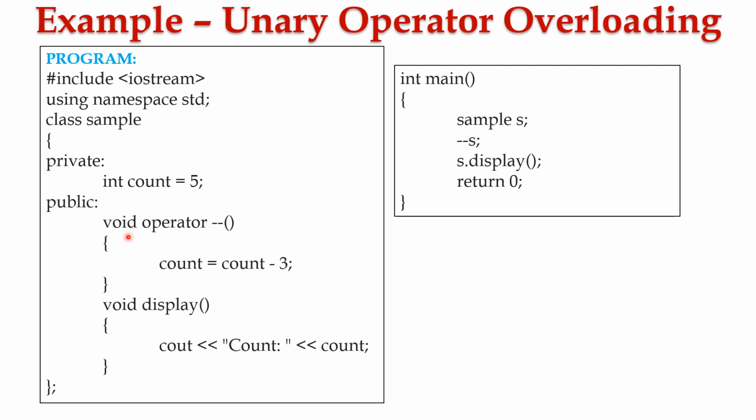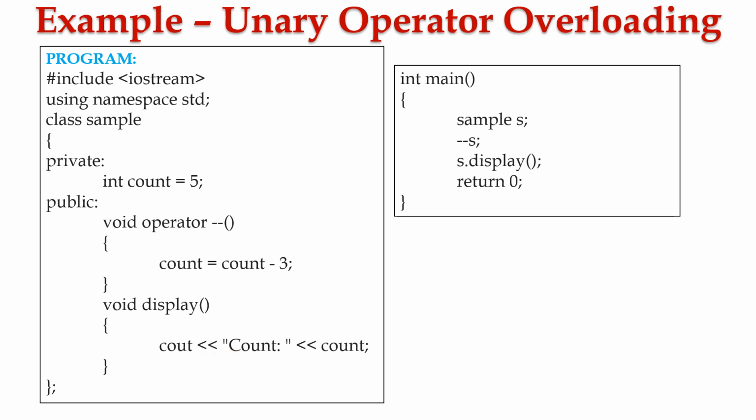Here, void is the return type. The keyword operator is used to tell the compiler that you are defining or overloading an operator in C++. Next, this function overloads the pre-decrement operator, that is the minus minus operator, and it decrements the value of the variable count by 3 and updates the value of the variable count. Next, we have defined the method display with void as return type, and it displays the value of the variable count to the user using the cout statement.